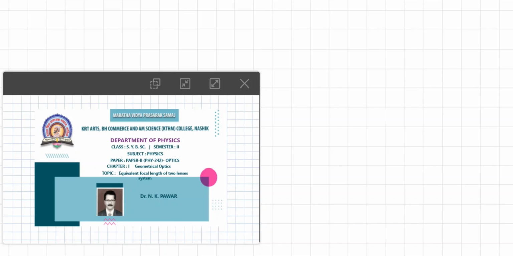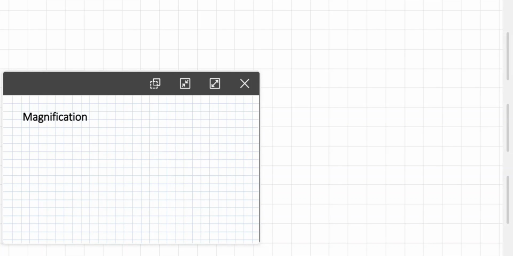So friends, before starting the actual topic, we need some concepts related to it. We'll start with that first. Here is the first concept, the magnification of an image.